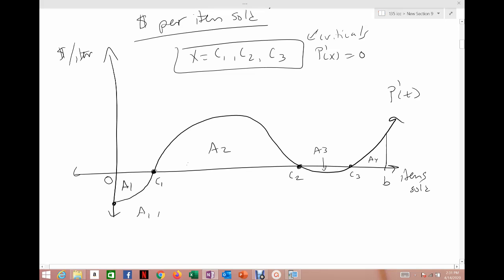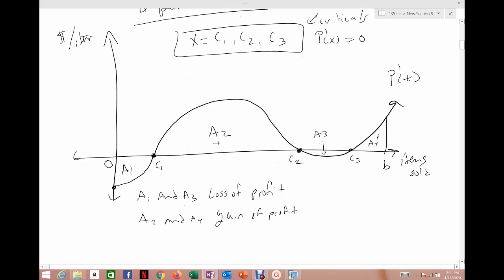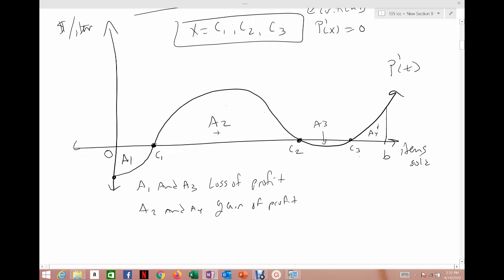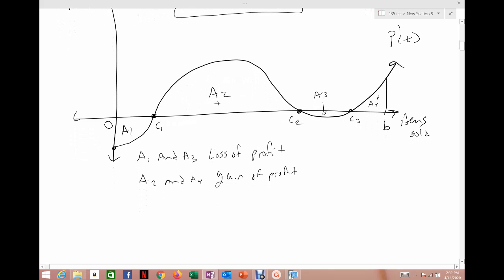So area 1 and area 3, we have a loss of profit. Area 2 would be a positive value, and area 4 would be a positive value. So area 2 and area 4 would be where we're gaining profit when we sell. We have a gain of profit. This is exactly how much area I would lose and gain as my profit sales move down the line.